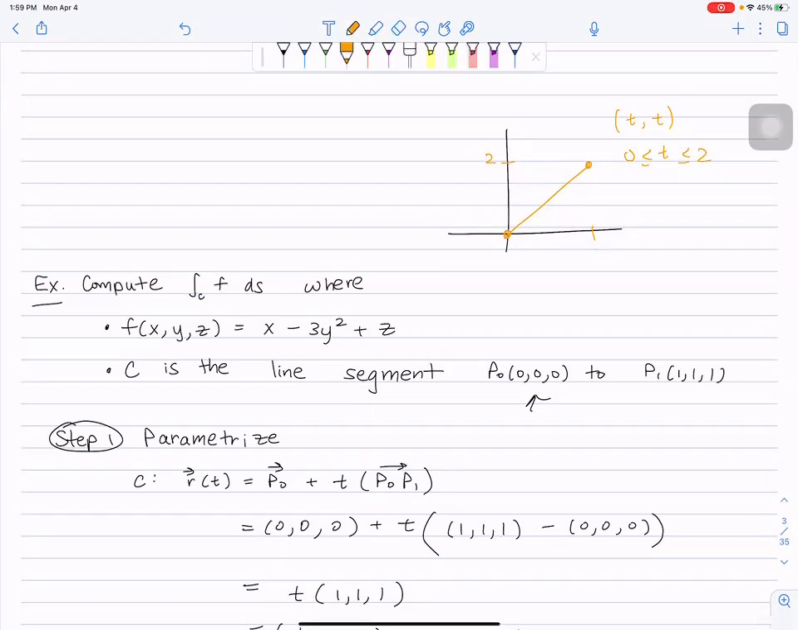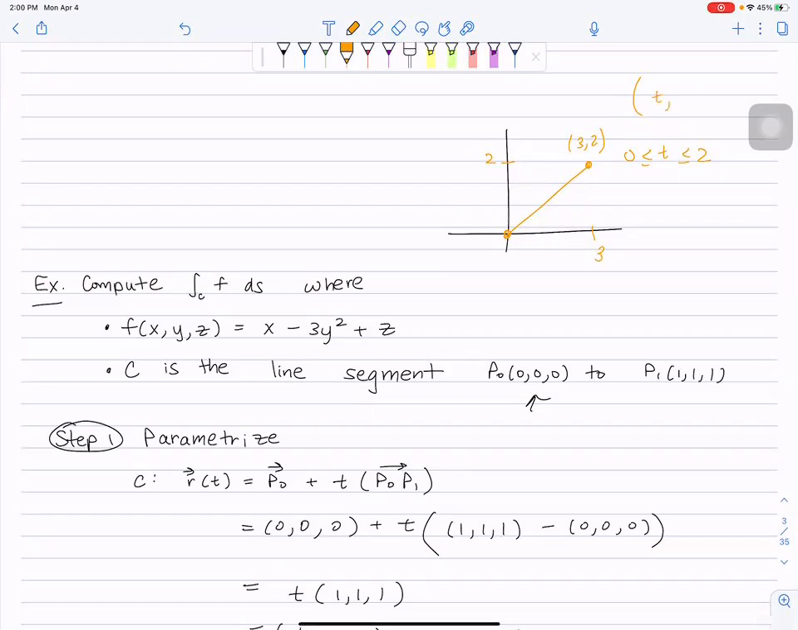If this was 3, then it'd be a different parameterization, because now the slope is not 1. So the parameterization wouldn't be t, t anymore. You would have x, so you can choose x.